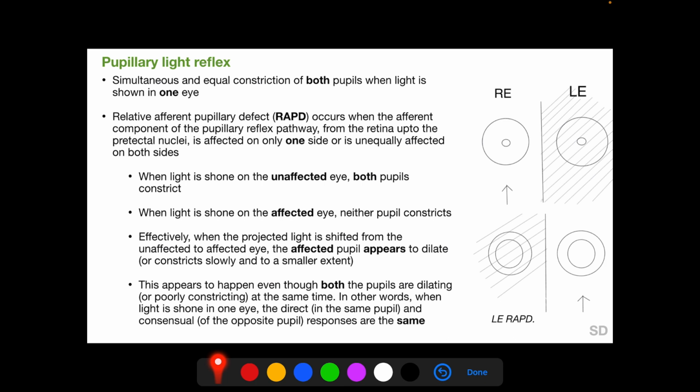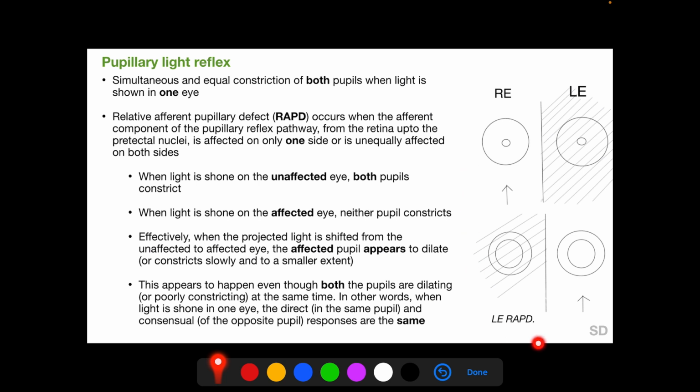In the previous video, we have seen that the pupillary light reflex is a simultaneous and equal constriction of both the pupils when light is shown in one of the eyes. So relative afferent pupillary defect, a very important sign in neuro-ophthalmology, occurs when the afferent component of the pupillary reflex pathway from the retina up to the pretectal nuclei is affected on only one side or is unequally affected on both sides. When light is shown on the unaffected eye, both pupils constrict.